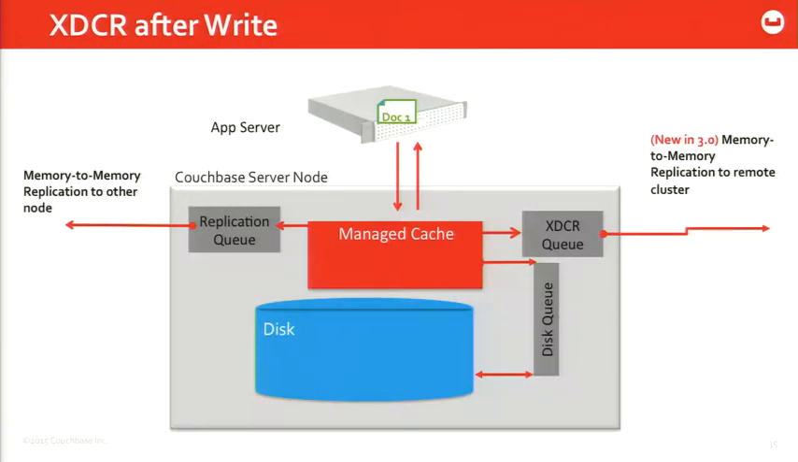So let's actually take a look at how it works. When a document comes in to the managed cache, as we saw earlier, it gets pushed into the intra-replication queue. So this is just from one node in a cluster to another node in the cluster. It also gets pushed into the disk write queue, but now we're also shipping it over for XDCR to perhaps another data center, another country, somewhere else. And all of this happens in memory without paying the price of persisting to disk, and it's all asynchronous.